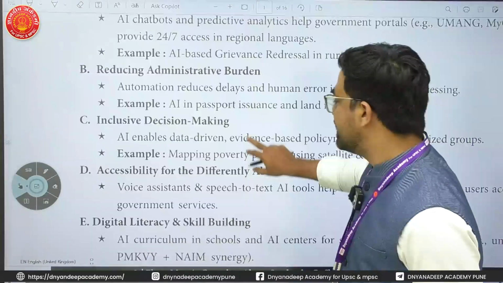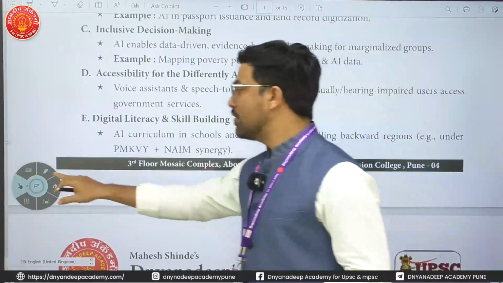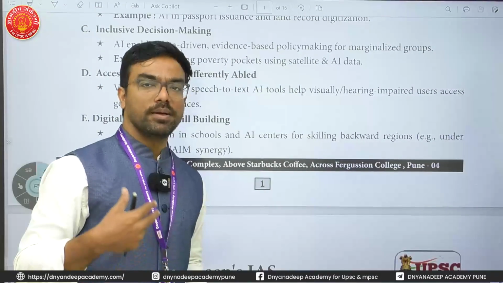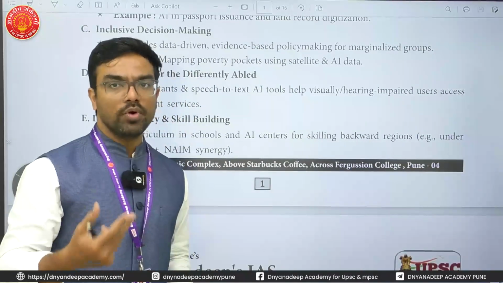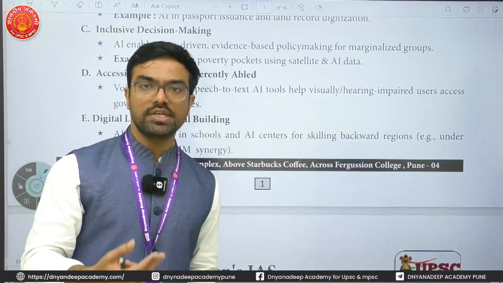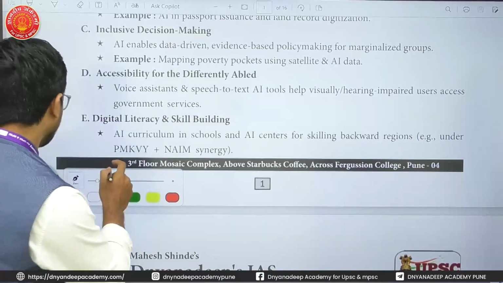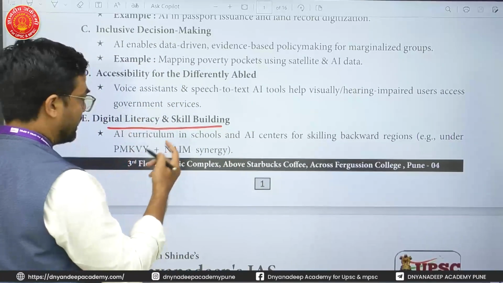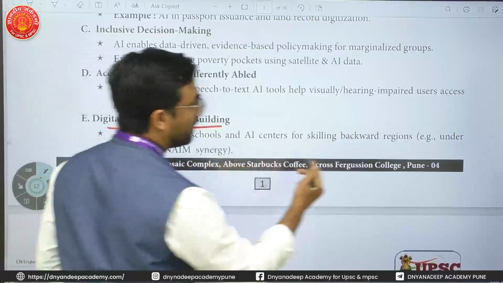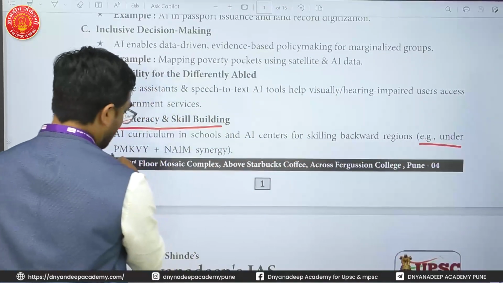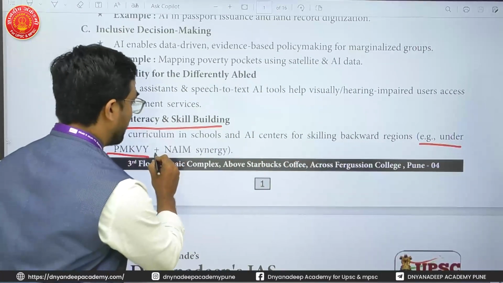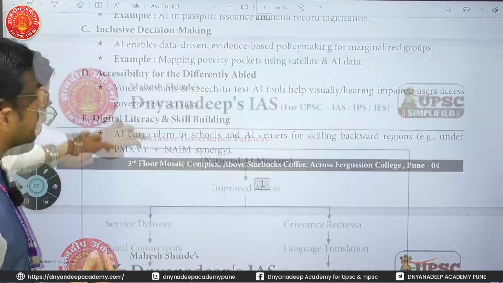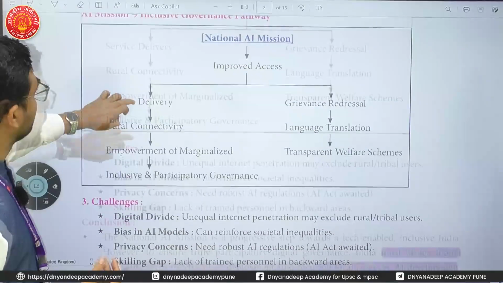Also here, digital literacy and skill building. Yes, because National AI Mission has a feature of skilling more and more youths in AI education and AI skills. So it helps in digital literacy and skill building. The National AI Mission ensures collaboration between Pradhan Mantri Kaushal Vikas Yojana and AI Mission. So this is one of the aspects of National AI Mission. So this is in short.